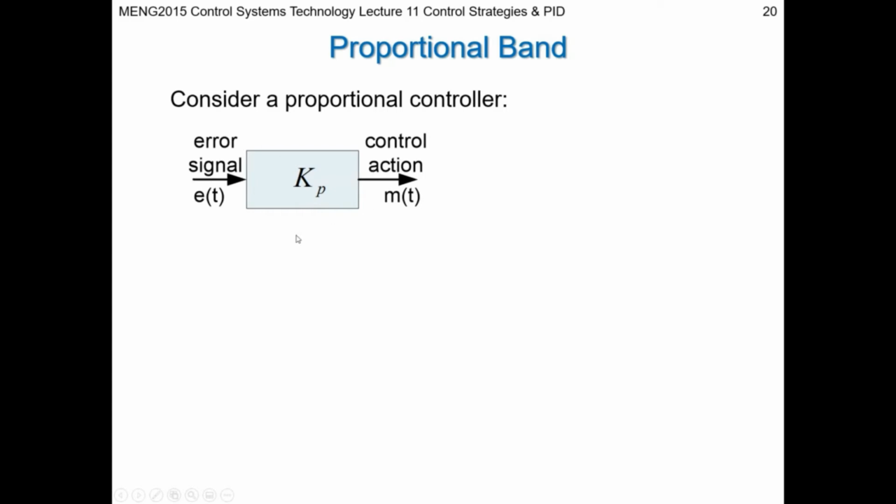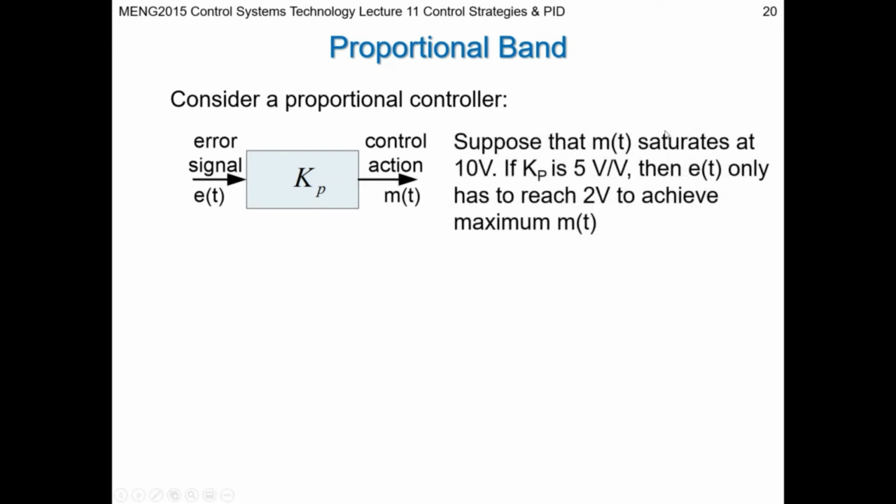Right, so we're going to consider a proportional controller here. Very straightforward. We're pretty used to this. Error signal in, control action out. If we have a real life system, your control action is not infinite. You're pushing a voltage out of your proportional controller, and that voltage will have a range. It might go from -5 to +5 volts, might go from 0 to 10 volts, whatever.